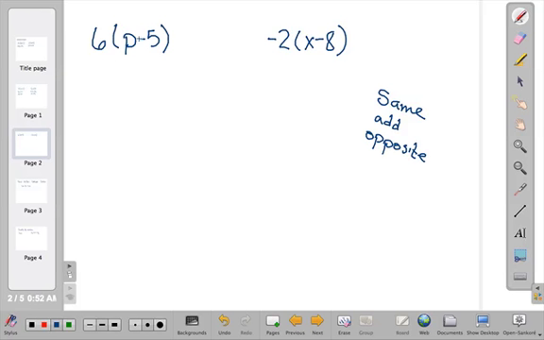So I'm going to change my subtraction to addition. So 6, parenthesis, the p is going to stay the same. I'm going to change my subtraction to addition, and my 5 is going to become negative. Now I'm going to do the distributive property. So I'm going to take the 6 on the outside of the parentheses, and share it with each of the terms on the inside of the parentheses. So 6 times p is 6p. I'm going to bring down the plus sign, and 6 times negative 5.